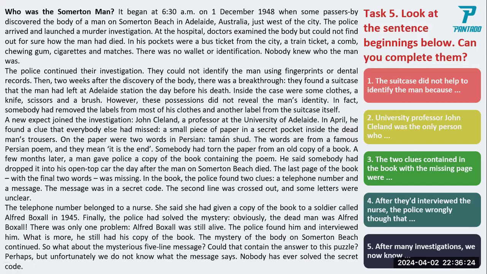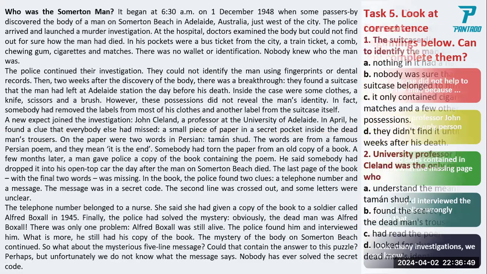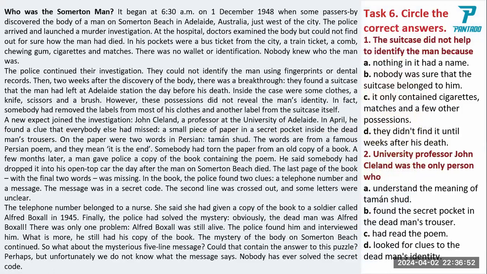So what about the mystery five-line message? Could that contain the answer to this puzzle? Perhaps, but unfortunately, we do not know what the message says. Nobody has ever solved the secret code. But actually, who would have thought Alfred is not dead? He is alive. So that's the reason, and the secret code is not yet solved. Okay, circle the correct answers for this one.